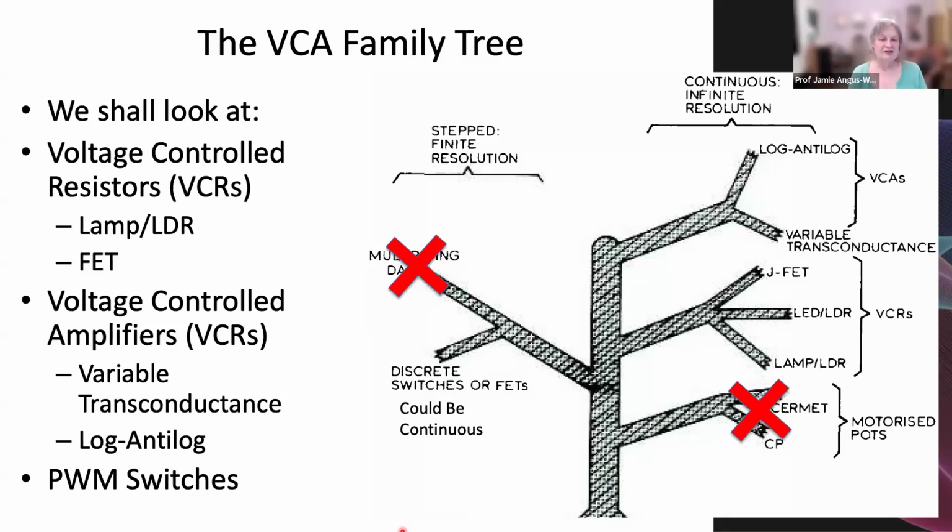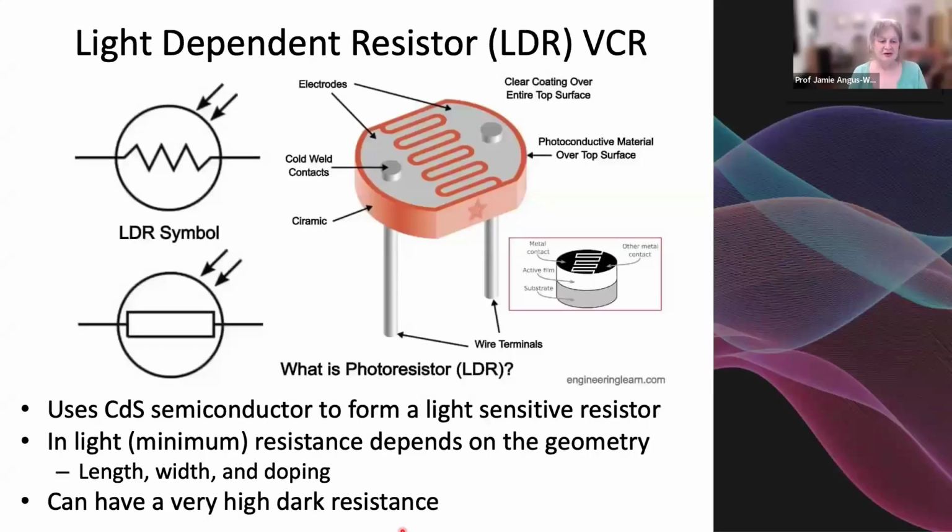So let's have a look at the first one, light-dependent resistors. What is a light-dependent resistor? Well, very simply, it's usually something based on cadmium sulfide, although there are other materials, put on a substrate, and it forms a light-sensitive resistor. When you shine a light on it, the resistance drops, and how much it goes down to depends on both the geometry of the light-dependent resistor and to a certain extent its width and doping. And these devices can have very high dark resistances on the order of a megaohm.